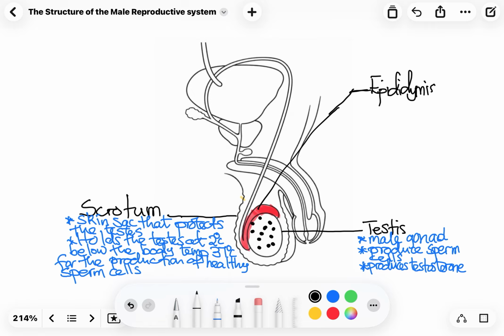Like I said before, the function of the epididymis is to store sperm cells or sperm. Number two, it allows sperm, or sperm cells, to mature.